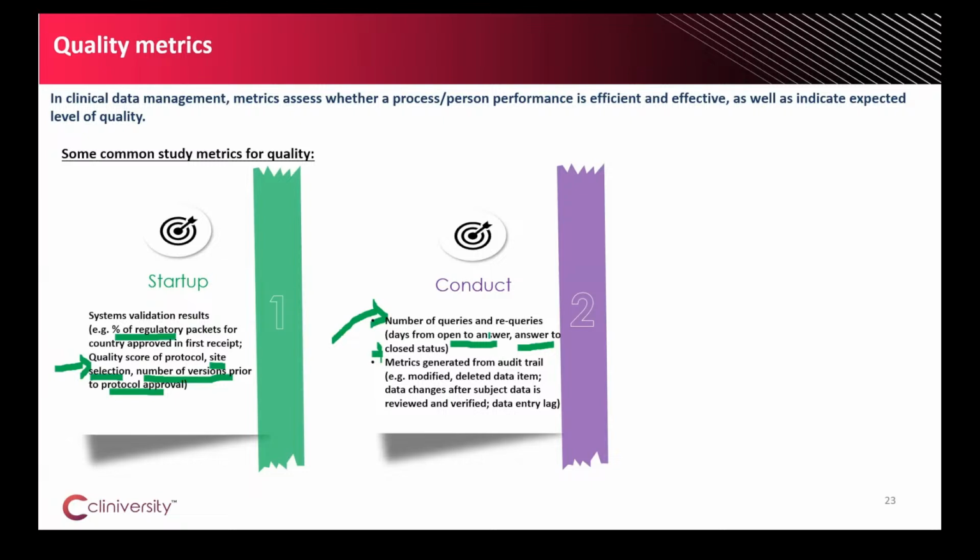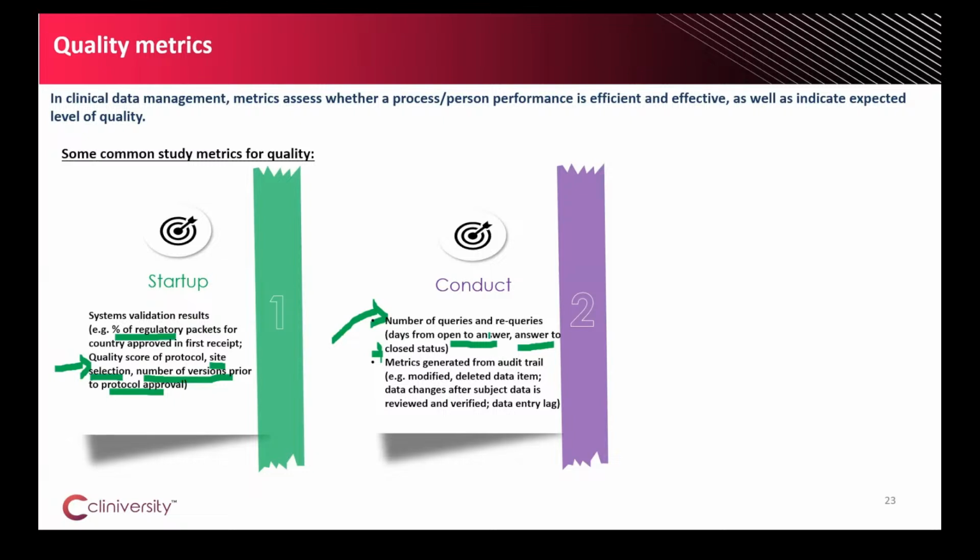Then there will be metrics which are generated from the audit trails. Your audit trail is going to tell how many times the site is regularly modifying the information. Also, sometimes trends can be identified, whether the site is regularly going and updating the information. And then when the query fires for the data non-compliance, they change it back to compliant data. And as soon as the query is closed, they again go back and update the data to the original value. So such kind of data issues can also be identified.